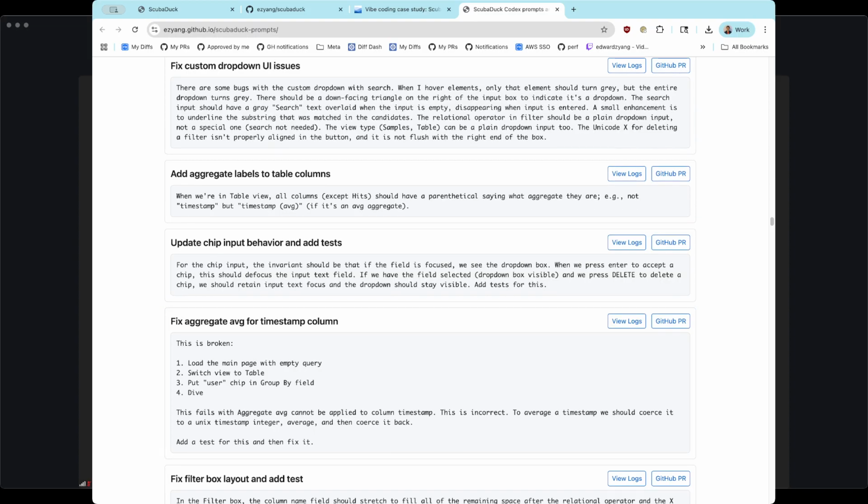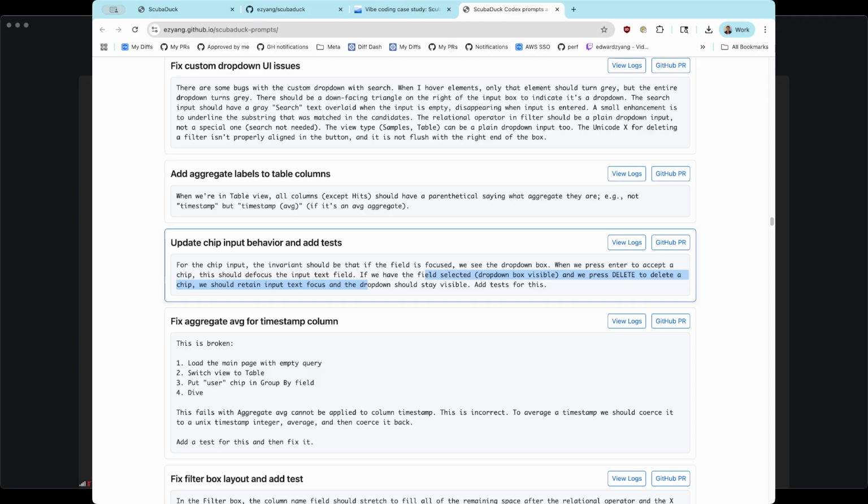I'd ask, in these prompts, for the chip input, the invariant should be that if the field is focused, we see the drop-down box. When we press enter to accept the chip, this should defocus the input field. And I was like, oh, it's not doing that. I wanted it to do that. And I asked it to fix it.